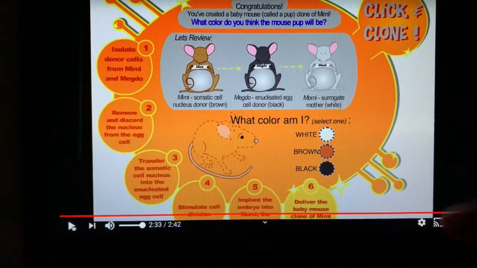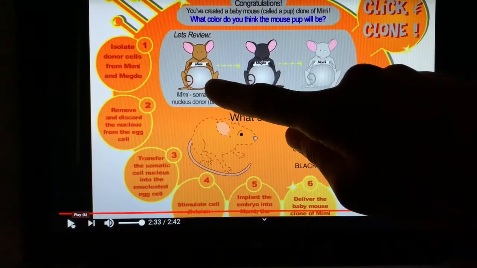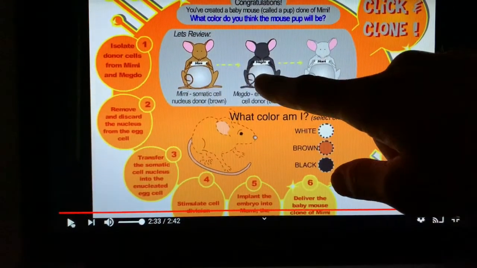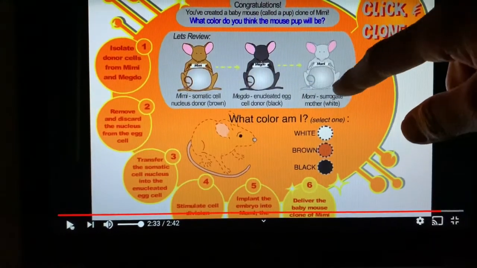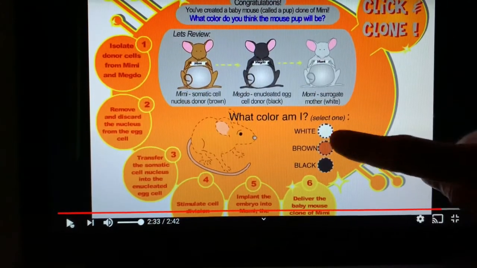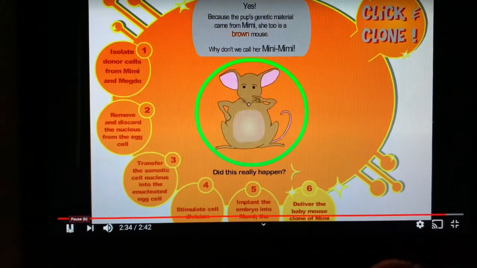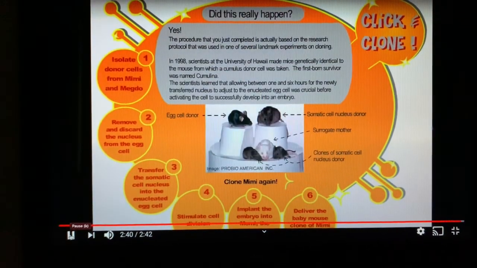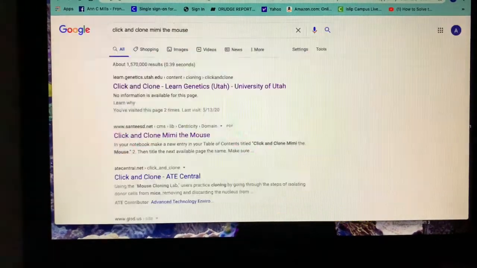Here, you might say, okay, so the offspring that resulted, is it going to look like Mimi, the mouse that donated the body cell and the DNA? Is this mouse going to be black, like Megdo, who donated her empty egg? Or is this mouse going to be light gray, like the incubator or the surrogate mother called Mommy? And you might know the answer. Let's keep watching. So, yes, it should be brown to match Mimi. And again, this goes into a little more detail about how organisms are cloned. All right.